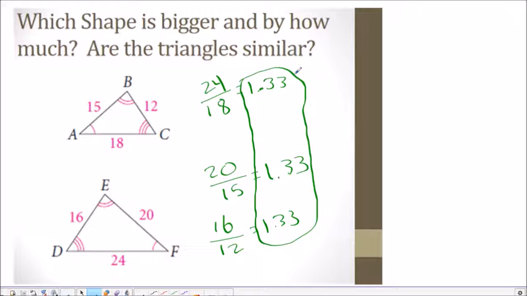Question 2, are the triangles similar? Now remember, we needed 2 things for similarity. We needed the angles to match up, and look, they do. 1, 2, 3 angle markers. 1, 2, 3 angle markers. Yes, all the angles are congruent.